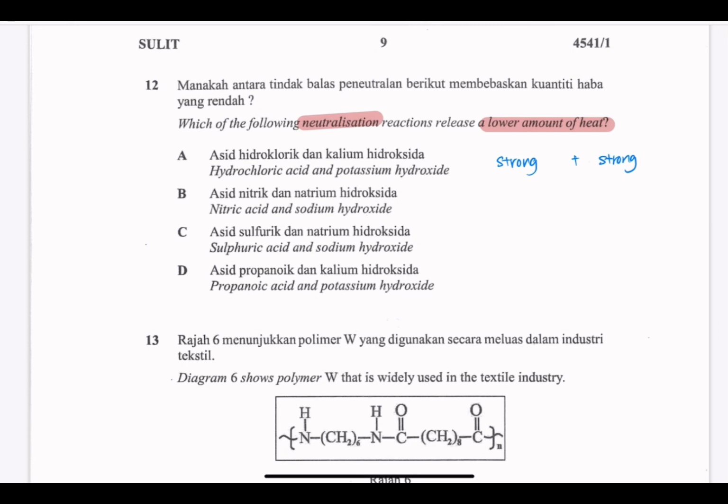Okay, now we're looking for the lower amount of heat. So we have to find which one is weak acid and weak alkali. Okay, the answer is this one. This one is a weak acid. The rest are all strong acid and strong alkali.